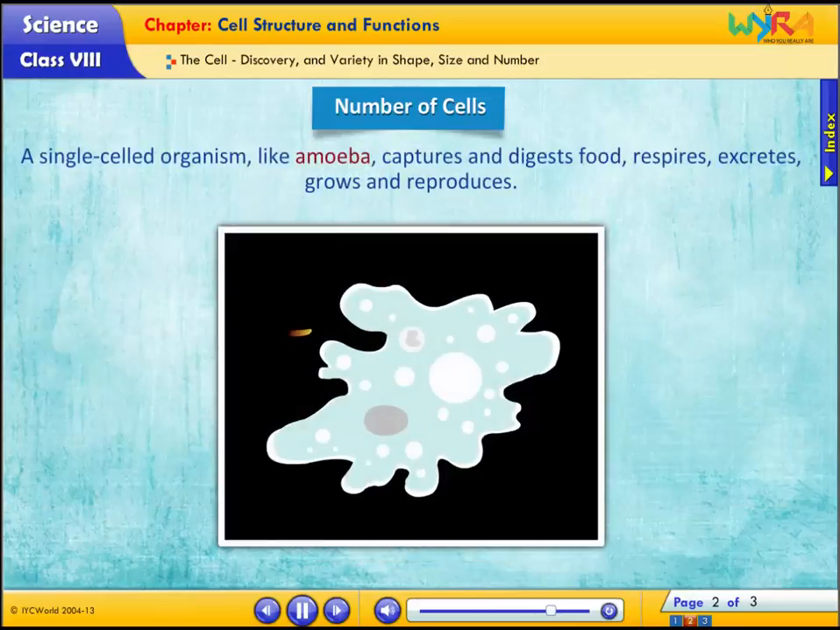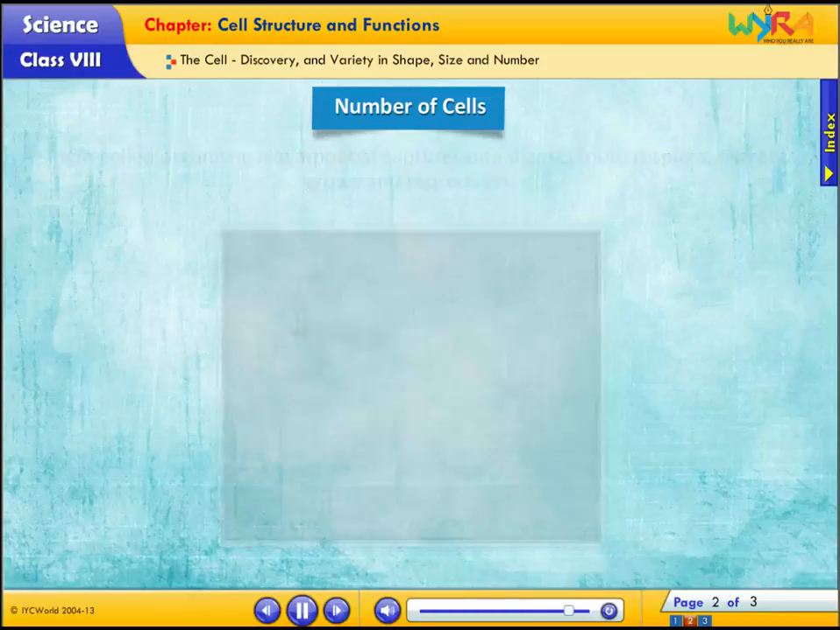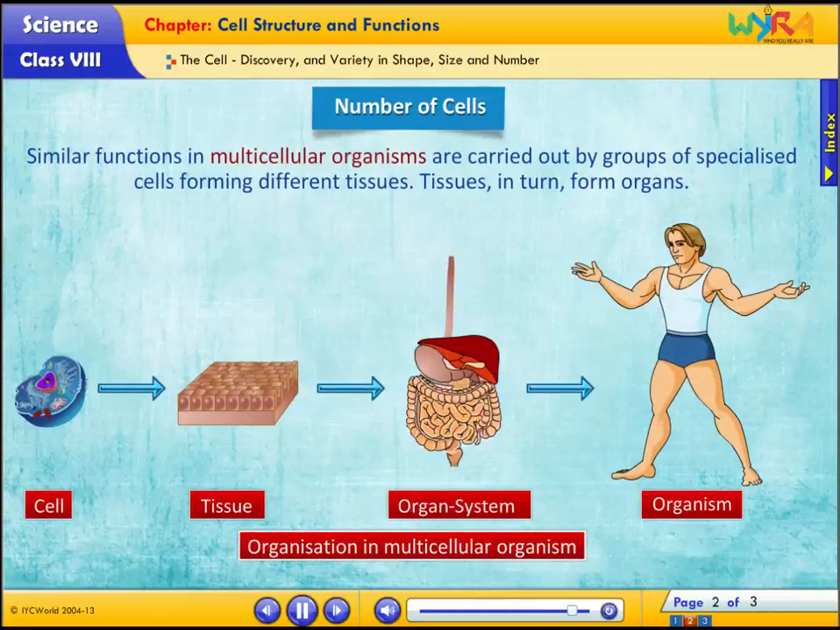A single-celled organism, like amoeba, captures and digests food, respires, excretes, grows and reproduces. Similar functions in multicellular organisms are carried out by groups of specialized cells forming different tissues. Tissues, in turn, form organs.